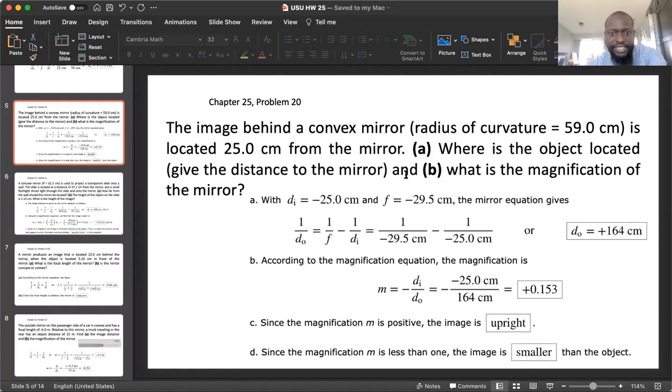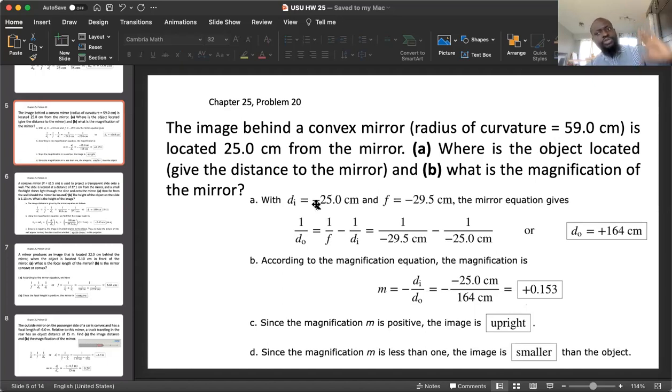Then the next is to find the magnification. So magnification is negative image distance over object distance, or image height over object height. If you're using image height over object height, you don't use the negative. The negative only comes in the distance part. So when you put the negative here, you're going to get a positive number. So it tells you that the object is upright. Remember, it's a positive magnification, even if the image distance is negative. So the image distance being negative tells you it's a virtual image, but it's also upright.